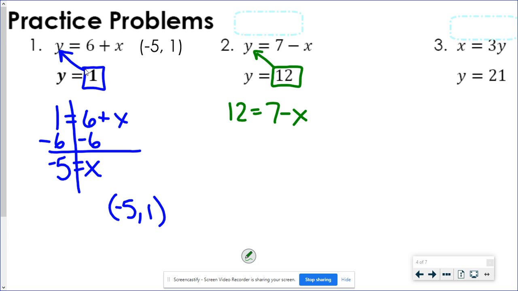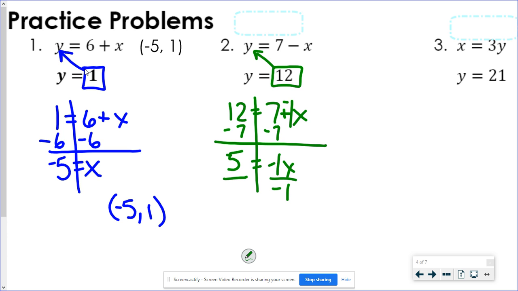And a lot of people want to jump to, oh, it's going to be 5, right? Because 7 and 5 is 12, but that's not really what's happening in this problem. If I get rid of my 7, I have 5 equals -1x. X is actually -5. I already knew that the y was 12, so this is going to be -5, 12.